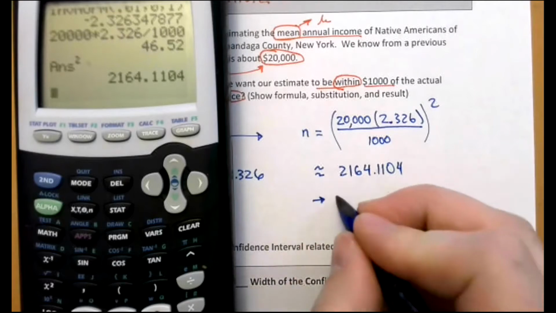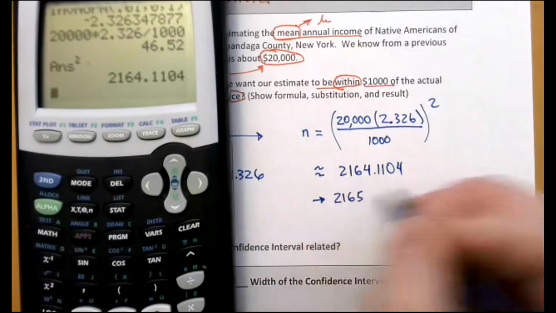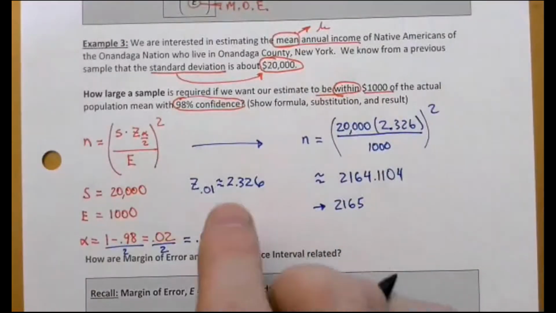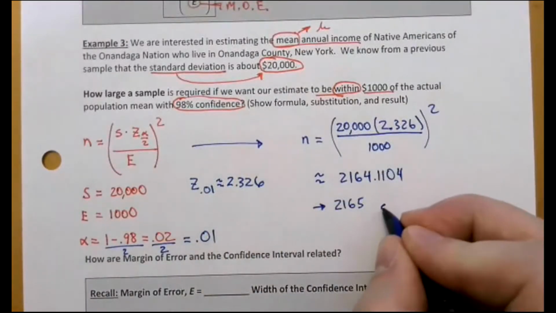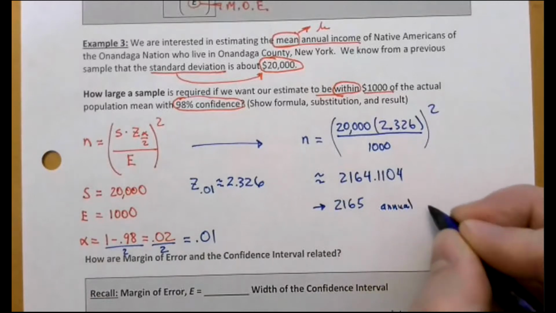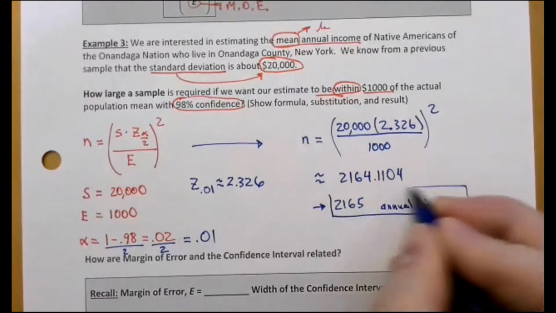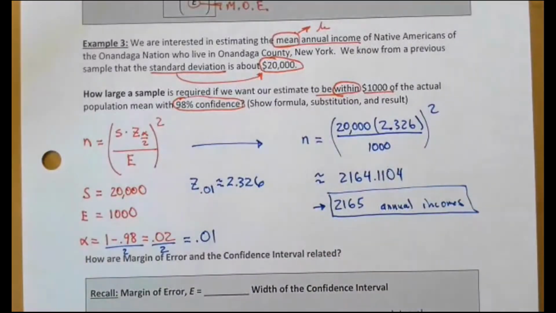So it's 2,165. That's it. And this isn't people that we're looking for. These are annual incomes, which corresponds to people, but whatever. Okay, how do y'all feel about that? Oh, there's only 4 questions.